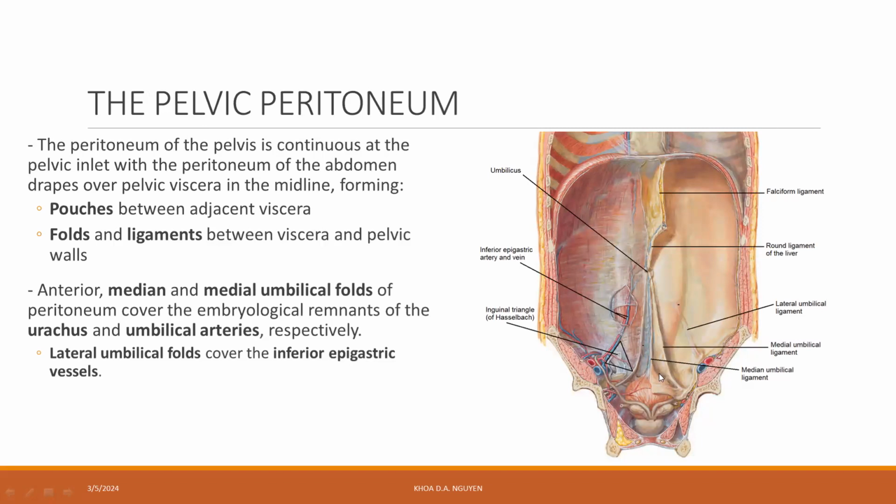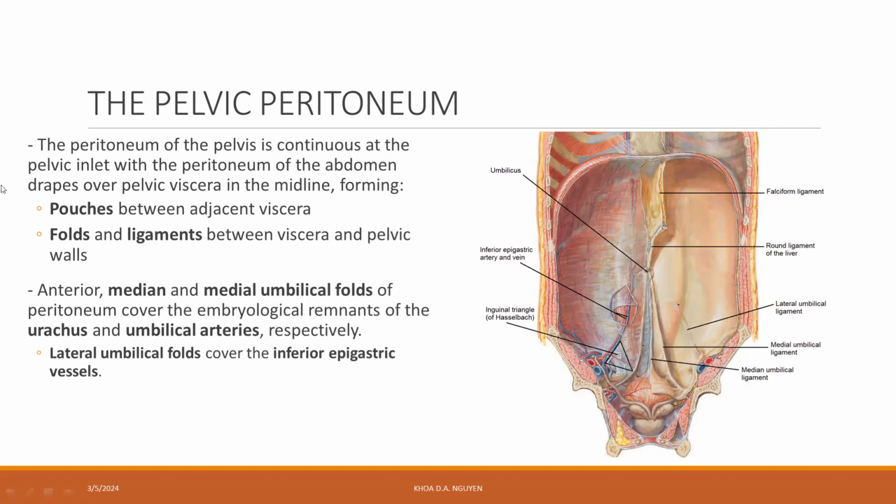And in the course of doing all of the draping on the superior part of these organs, the peritoneum actually formed pouches between adjacent viscera as well as folds and ligaments between viscera and pelvic walls. All right. And also, please do not forget about these folds, okay? These folds on the posterior wall of the anterior abdominal wall are very, very important. Let's go over them just once so that we understand what they are.